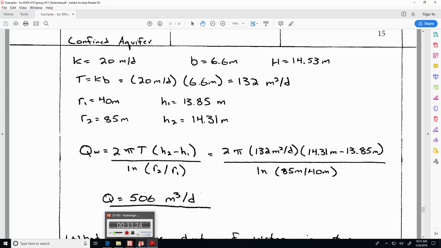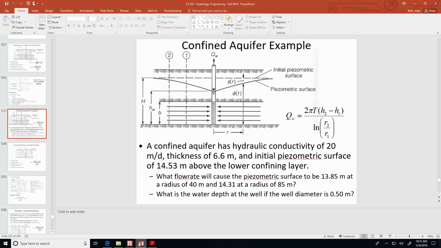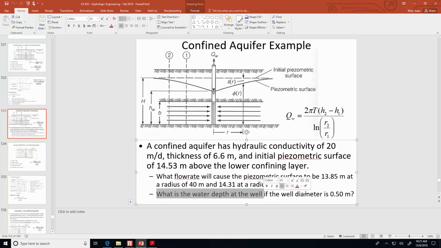Let me give you a moment to solve the second part of that example, where you're finding out how deep the water is going to be at the well when you know the well diameter is 0.5 meters. And so the clue there is that's one of the radiuses. What you're essentially doing is using the well diameter as R1, and solving for H1 with a known Q.